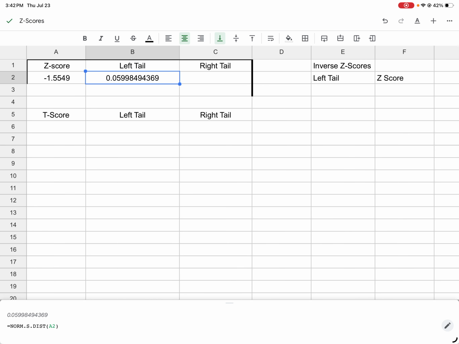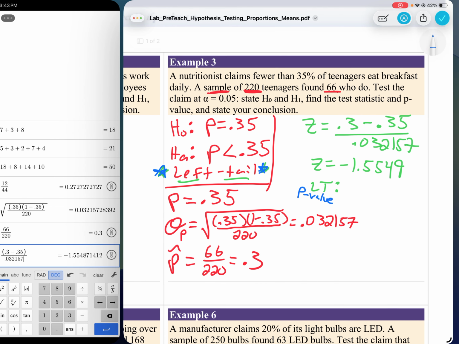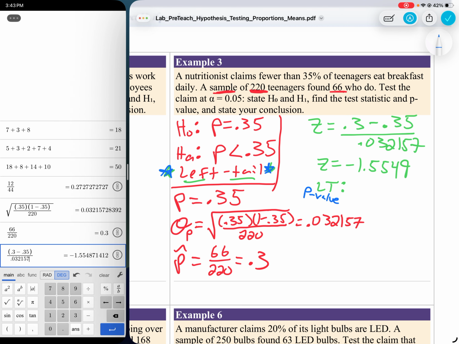I'm not even going to worry about the right tail for now, 0.0599. So that'll round up to what, 0.06? Yep. So my left tail, or my p-value, is 0.06. Since this is a left tail test, my left tail is my p-value.